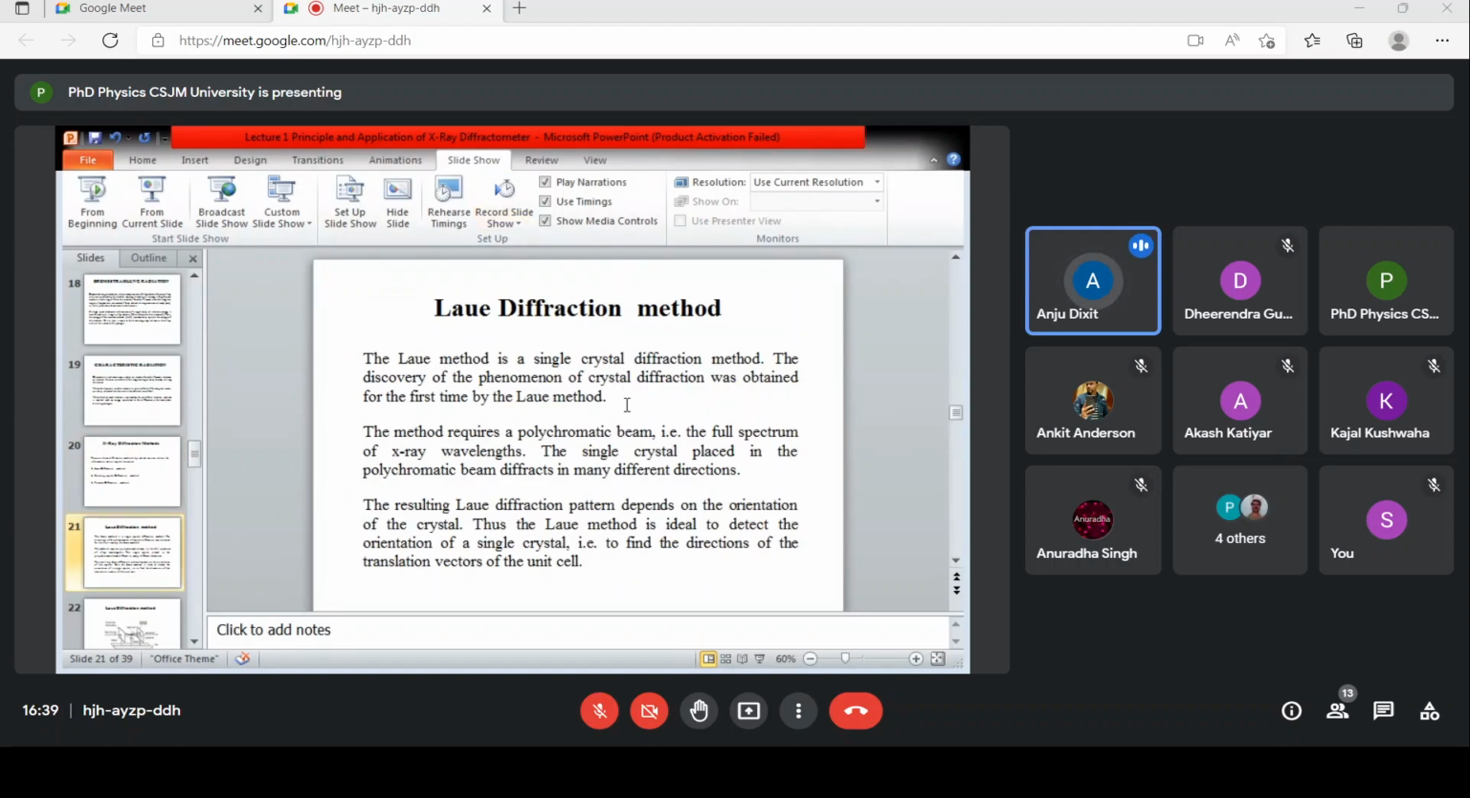The discovery of the phenomenon of crystal diffraction was obtained for the first time by the Loy method. The method requires a polychromatic beam. तो यहाँ आप देखिए, मोनोक्रोमेटिक बीम यूज नहीं हो रही है, पॉलीक्रोमेटिक बीम यूज हो रही है. इट मींस द फुल स्पेक्ट्रम ऑफ एक्सरे वेवलेंथ, जिसमें एक्सरे की सेवरल वेवलेंथ्स हैं. The single crystal placed in the polychromatic beam diffracts in many different directions.